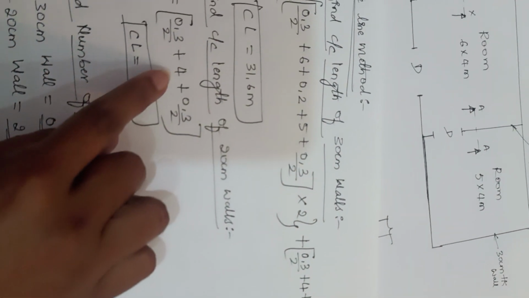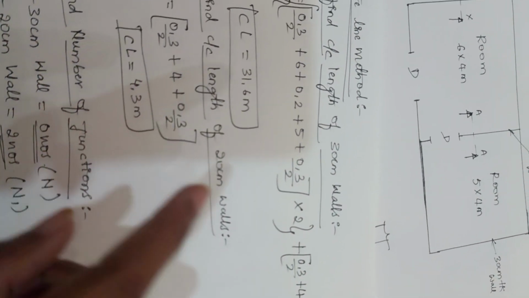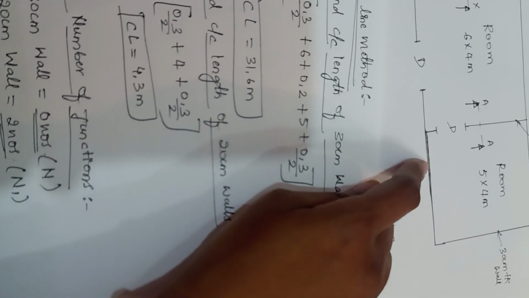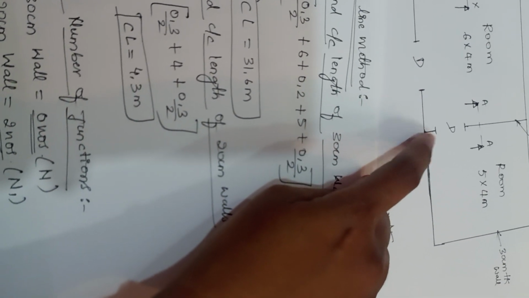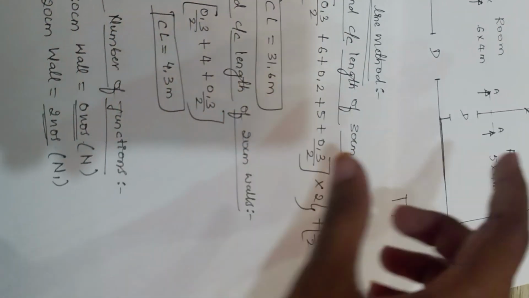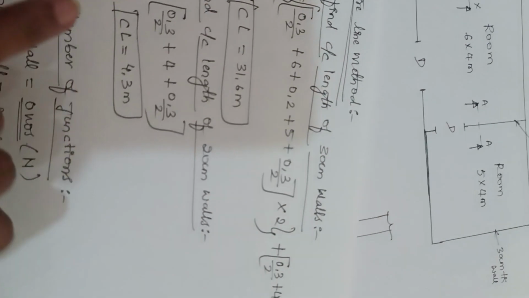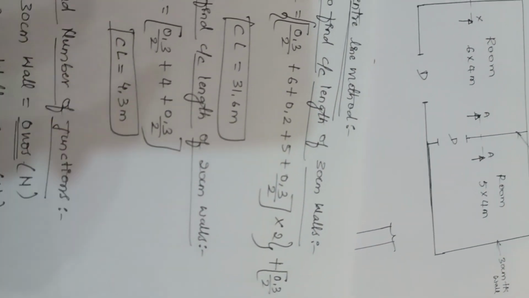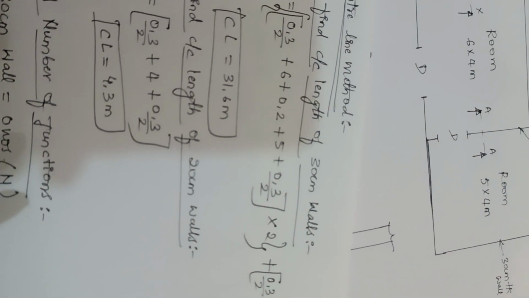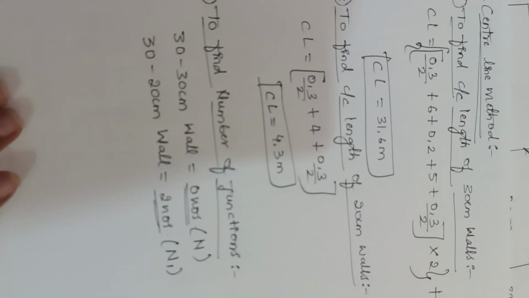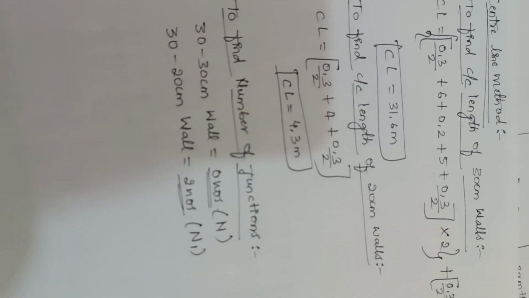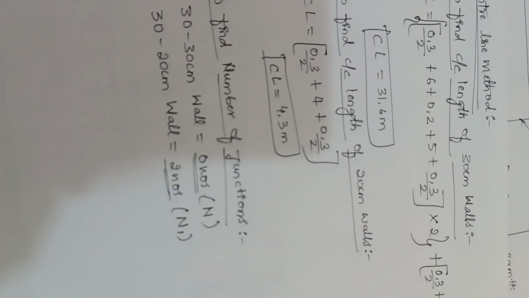Add your value with 4, plus again the last remaining wall is again 30 centimeter. You need to take half here. Half of the wall thickness gives you 0.3 by 2. As there is only one wall, you just keep your calculation at this level and solve it so that you get a value of 4.3 at the end. That gives you the center to center length of your 20 centimeter wall. So that completes step number 1.